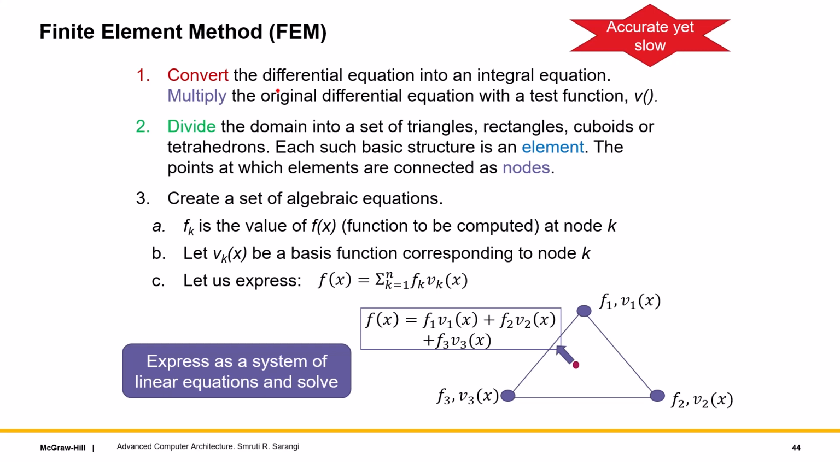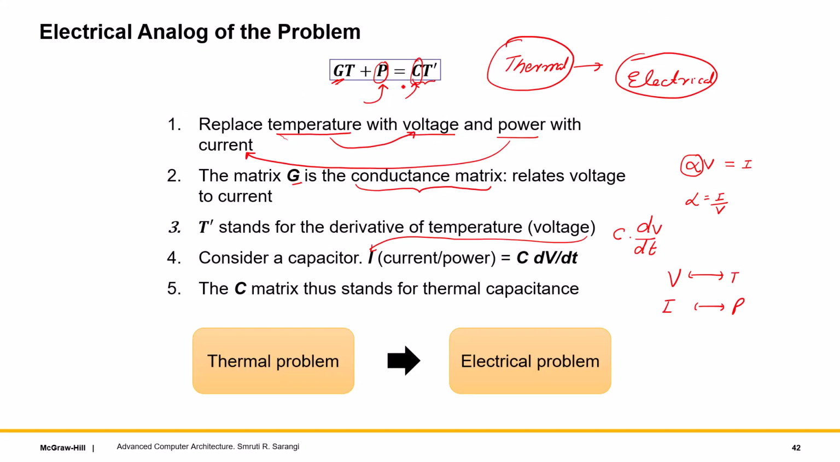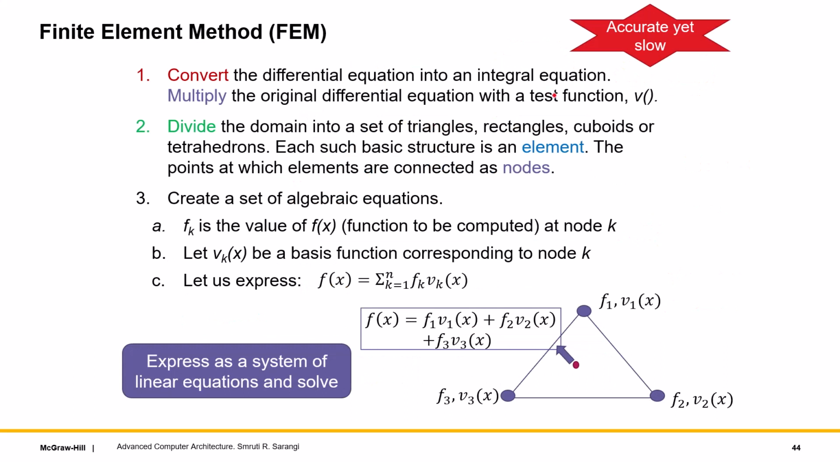So what you do is convert the differential equation that we had, which is right over here, into an integral equation. Instead of derivatives, you integrate both sides, so it becomes an integral equation. And we multiply the original differential equation with a test function v. This is a standard mathematical trick of multiplying both sides with a test function. But the test function, as we shall see, serves a very important purpose.